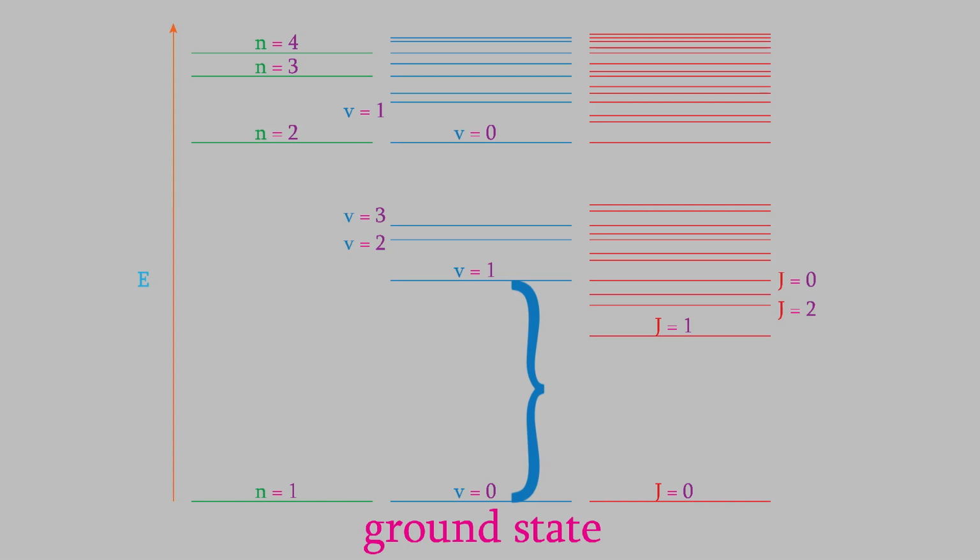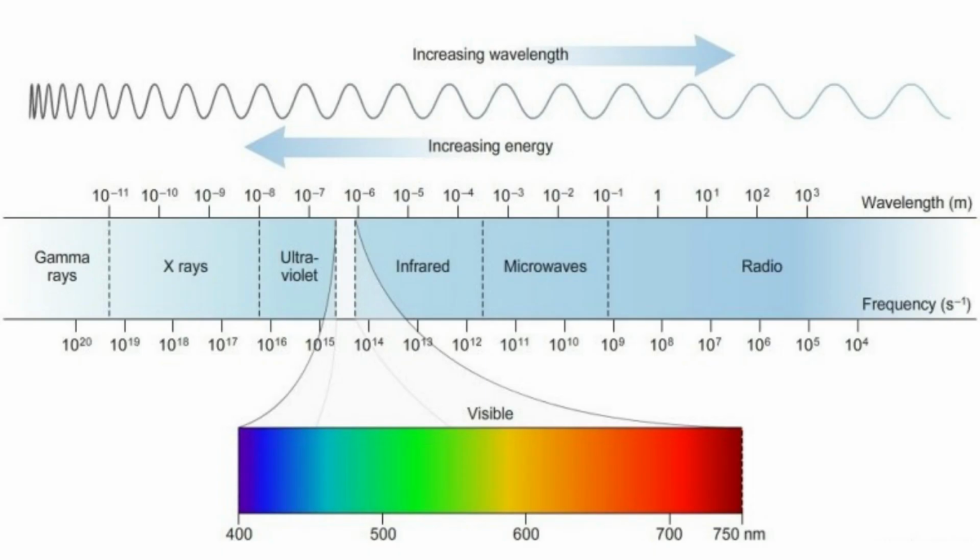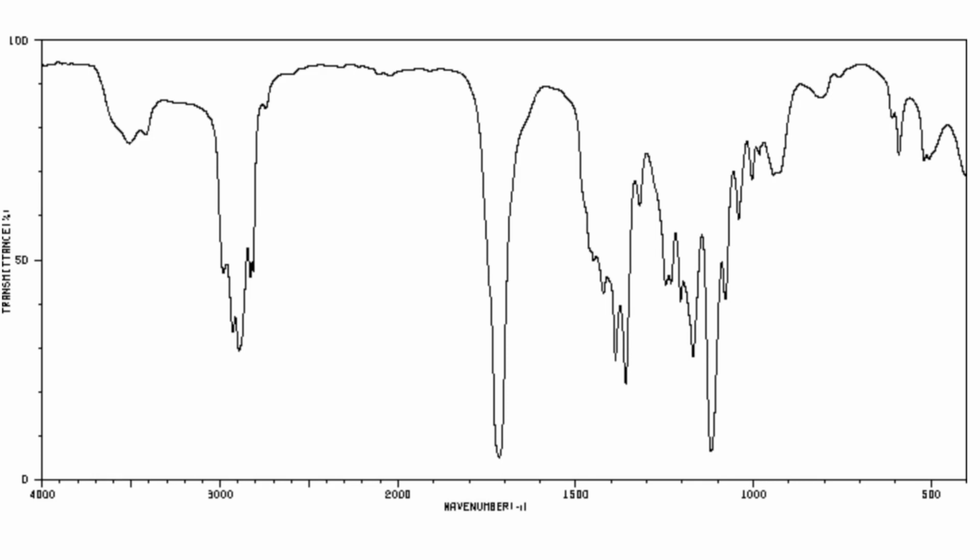between the vibrational levels. If you check the electromagnetic spectrum, you can see that photons in the infrared region have lower energy than visible photons. That's why infrared spectrometers are used to detect vibrations in molecules.